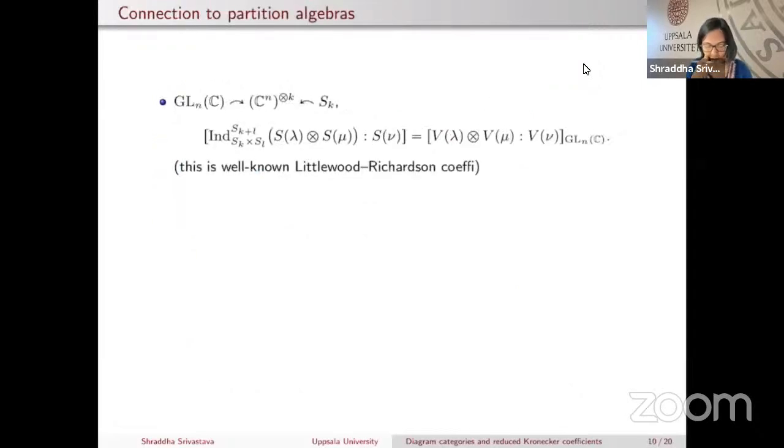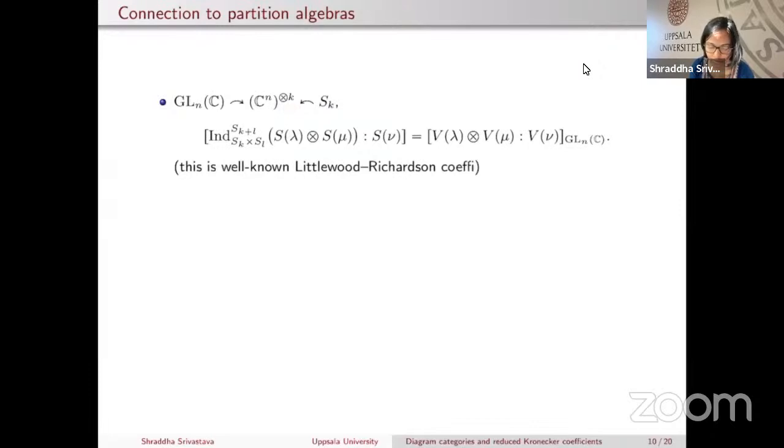Now we want to relate these reduced Kronecker coefficients to the partition algebra. Before going to the partition algebra, we recall something already well known: Schur-Weyl duality. On the right-hand side the symmetric group is acting, and on the left-hand side GL_n(C) is acting. So let's start.